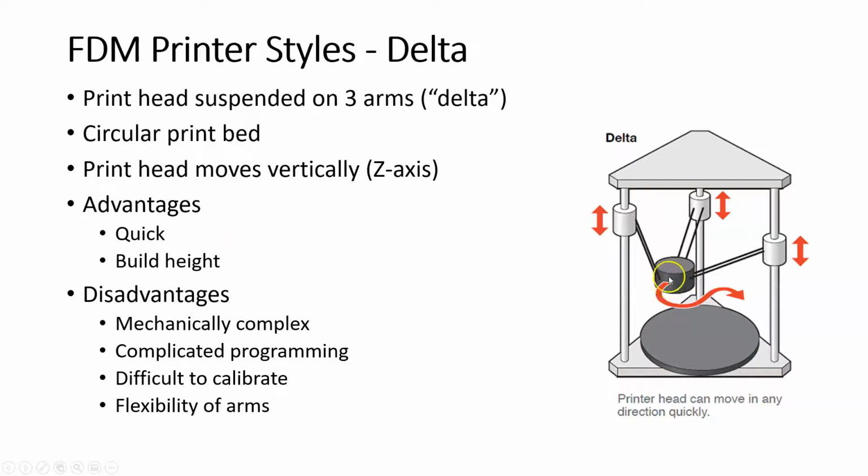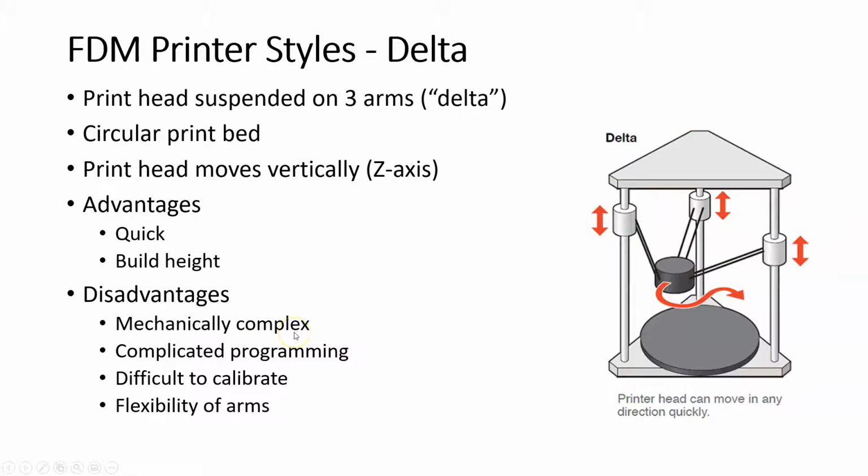The advantage is that this is a very quick process, right? Basically, you have more control of the inertia of the print head, all right? And that's why this is a quick process. Also, the build height is only constrained by the length of these rods. So you can build extremely tall parts just by extending these rods.